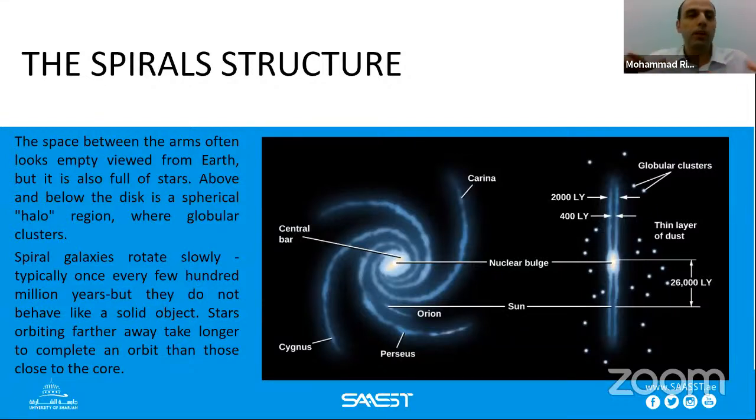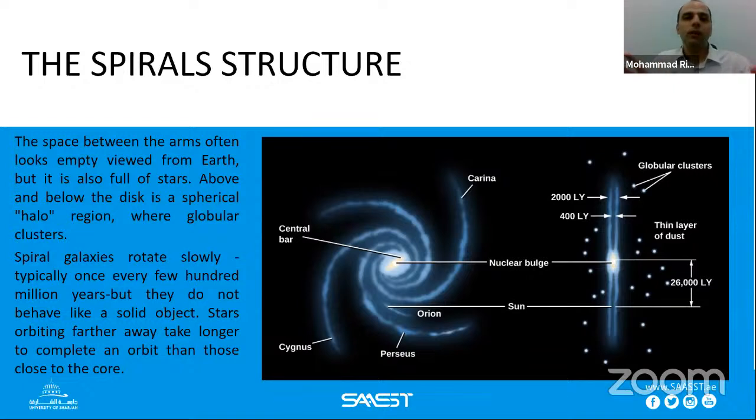And the spaces between the arms are filled with material, but it is not bright enough to show from here, from Earth. But by using a different spectrum, like IR or UV, you can see more and more materials, and you can see the fingerprint of all kinds of radiation between the arms. So it is not an empty space.